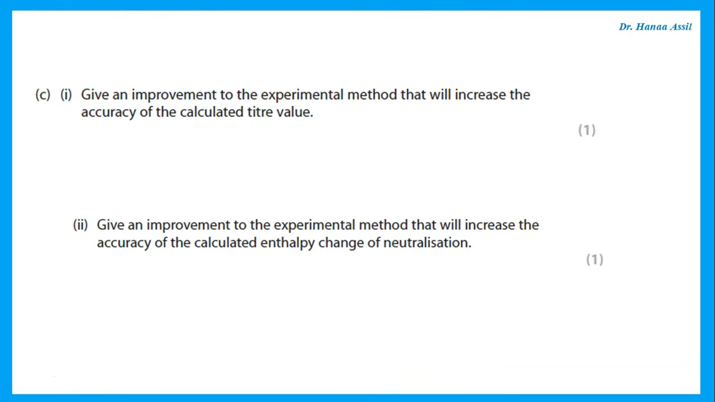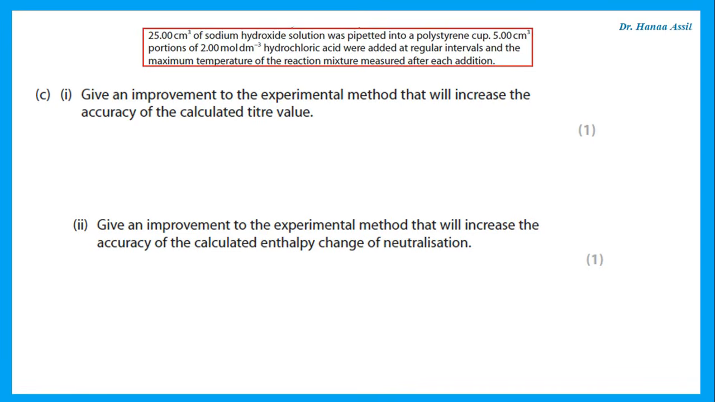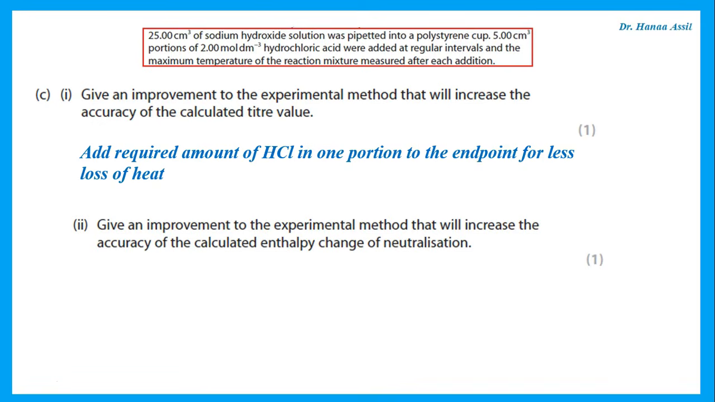Give an improvement to the experimental method that will increase the accuracy of the titer value. Of course, if we are adding at regular intervals, maximum 5 centimeter cube portions, well, that allows more loss of heat to the environment. If we add the required amount in one portion to the end point, this would allow less loss of heat to the surroundings.